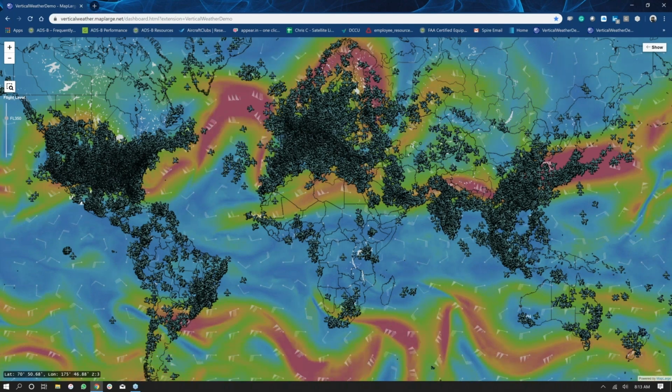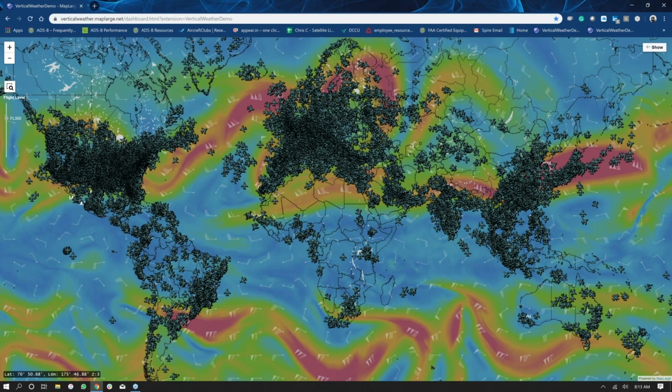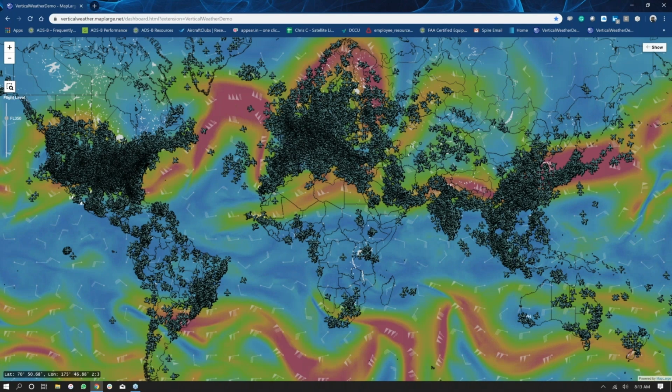But this is what you see when you start looking at our data, and you can see it refreshing every 5 seconds. And the nice thing about our data is the combination of weather information that you are able to conflate with it to really study what's going on in the atmosphere or what's going on with your flights.